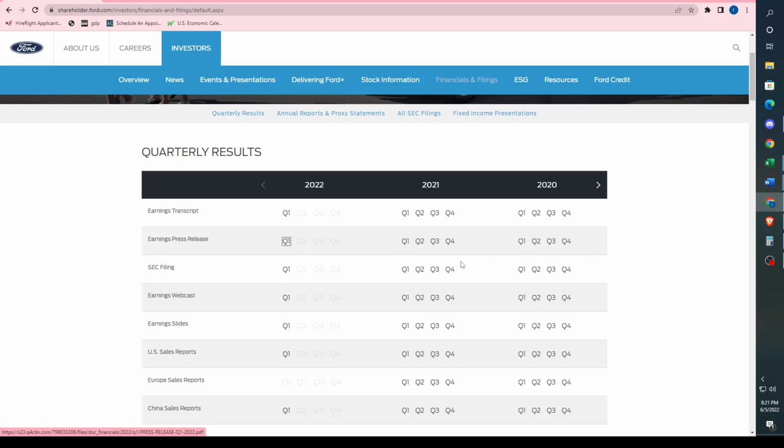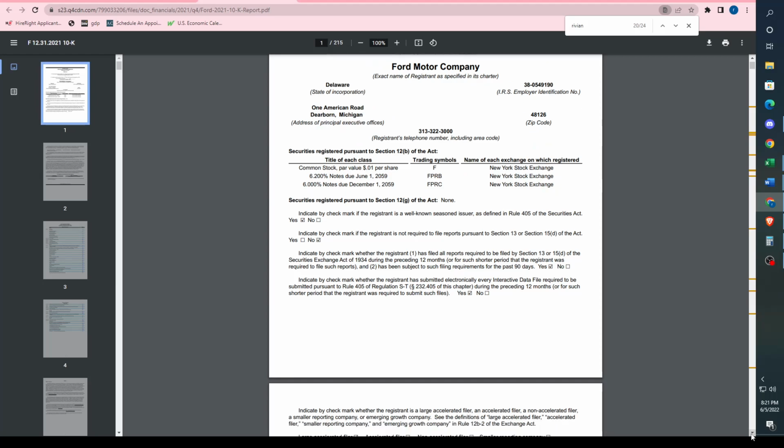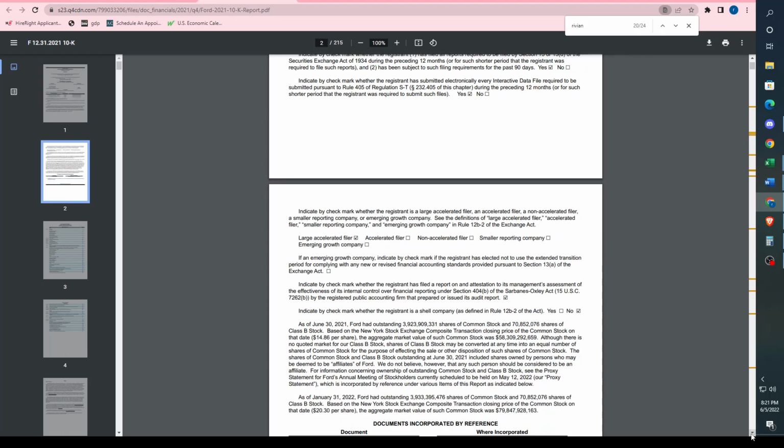The first thing I'm going to do is look up quarter 4. Now, Q4 is always tied in with the company's 10K. So I'm going to look at their 10K for 2021, and this will include Q4 information. From here, I'm just going to scroll down a little bit and go to the table of contents.